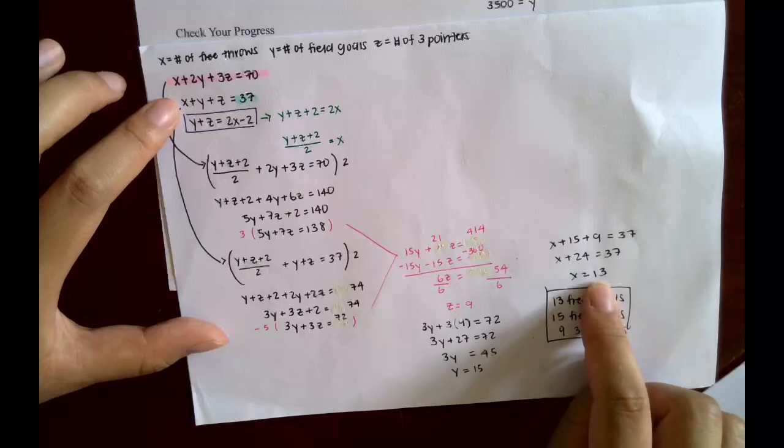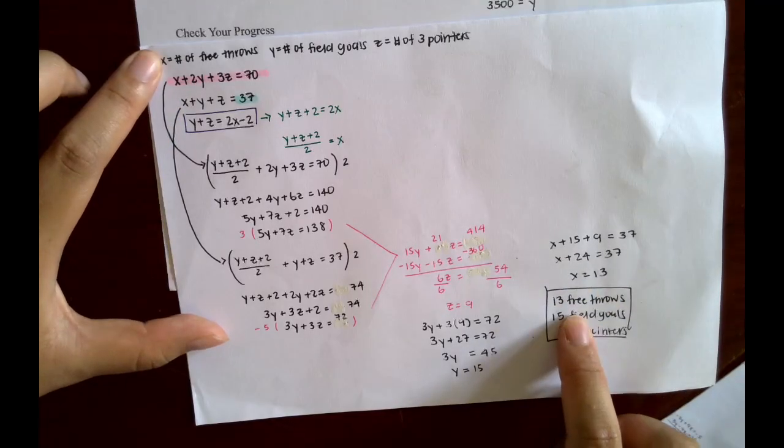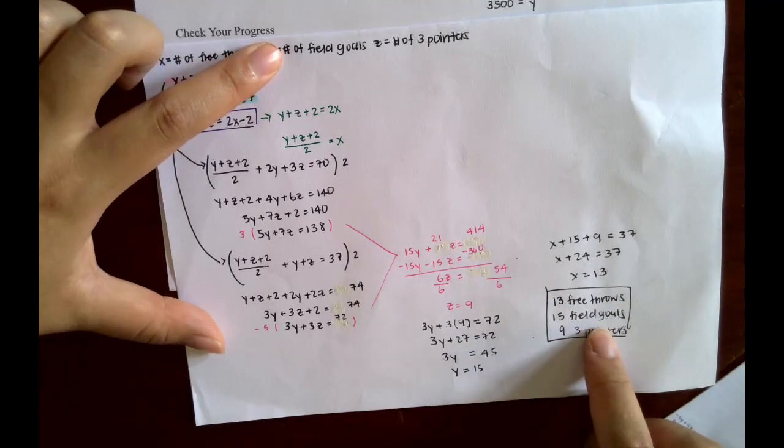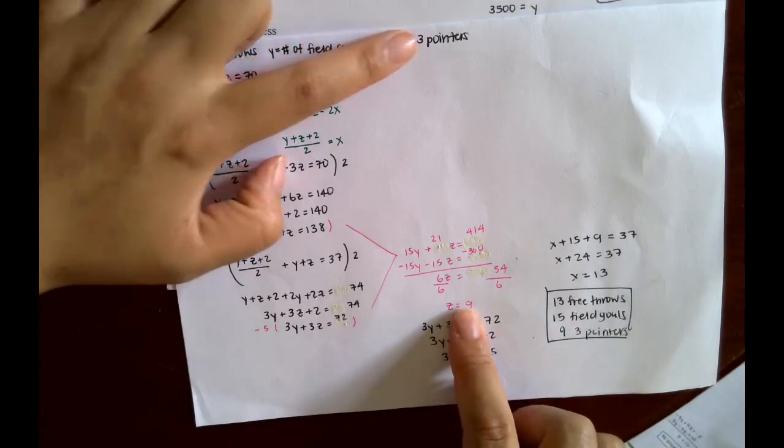And so x is 13 free throws, y is 15 field goals, and z is 9 3-pointers.